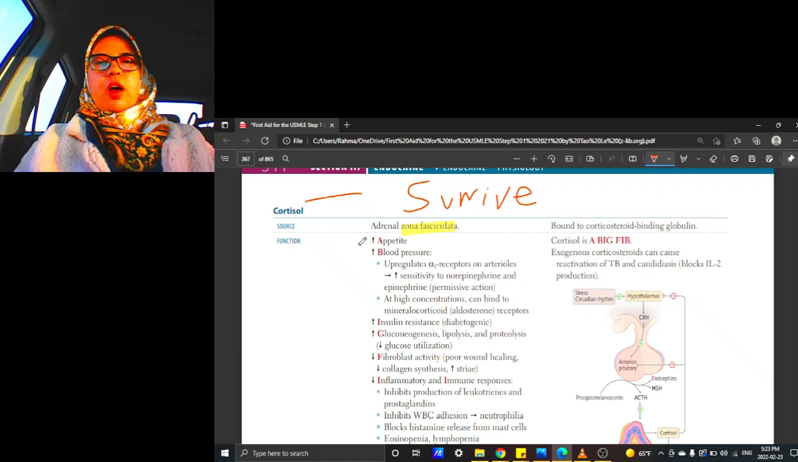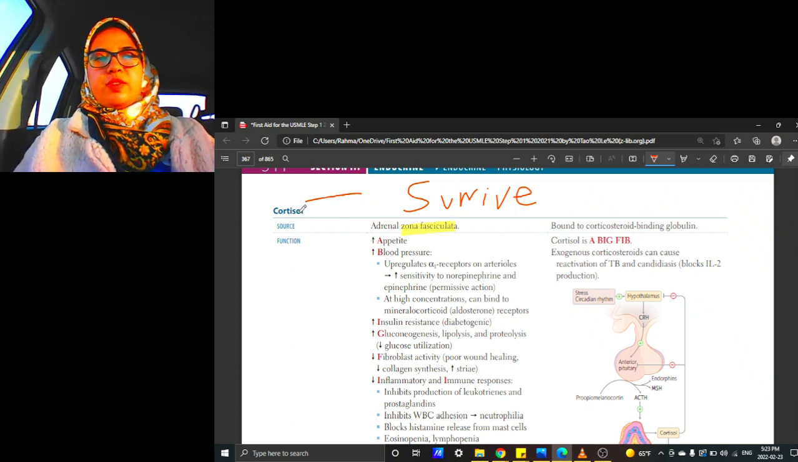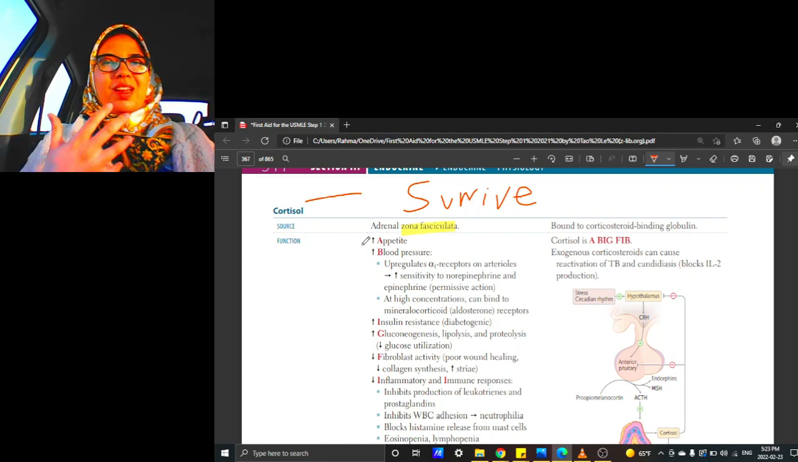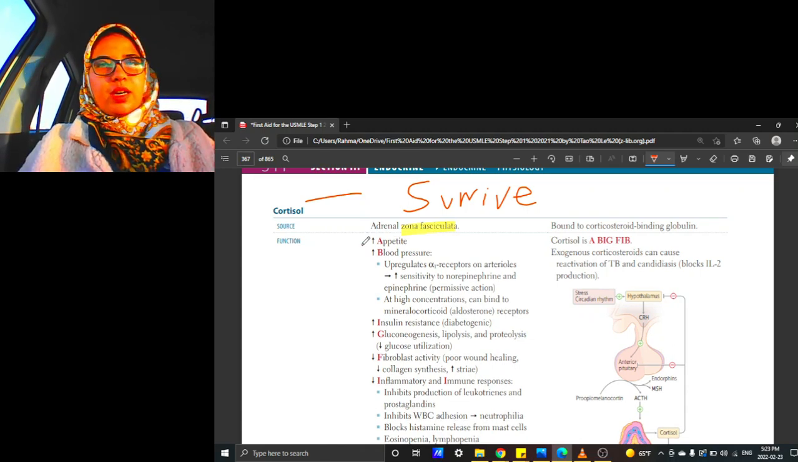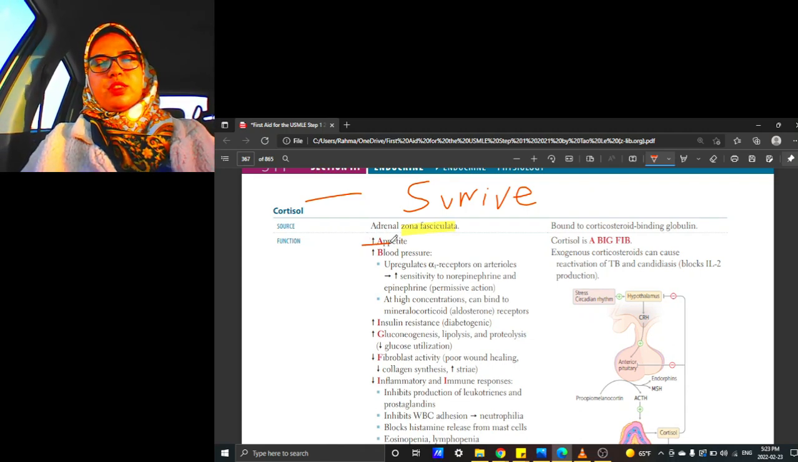You want a lot of blood sugar inside of your system. So all of these things make sense as functions of cortisol. So you don't need to think much about it. You don't need to highlight or sit down and memorize the nitty-gritty. It makes sense that you would increase your appetite.